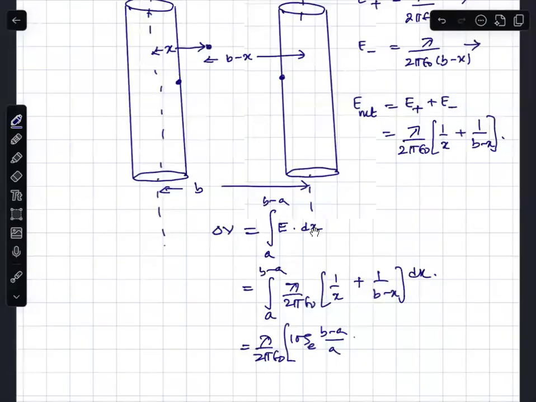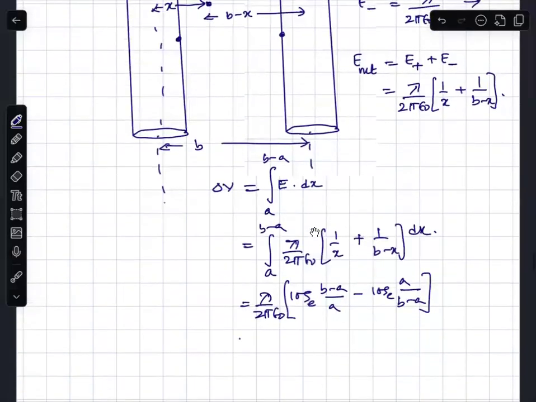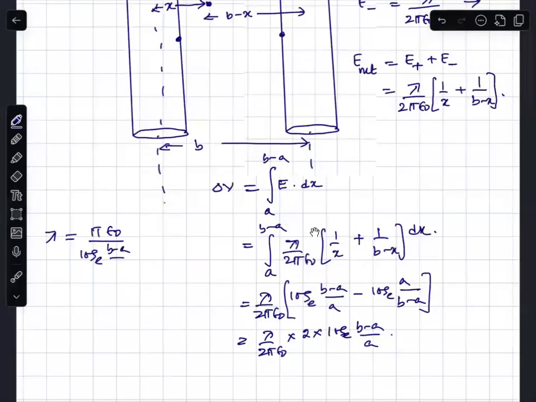And this will become minus log of A by B minus A. Agreed? Here, substitute. Now, this can be written as lambda by 2 pi epsilon naught times 2 times log of B minus A by A. Don't forget, this is the potential difference. Now, this can be written as lambda is equal to pi epsilon naught by log of B minus A by A times delta V.